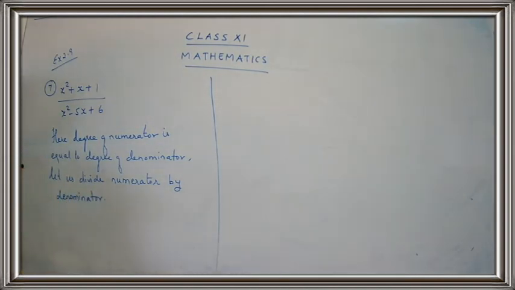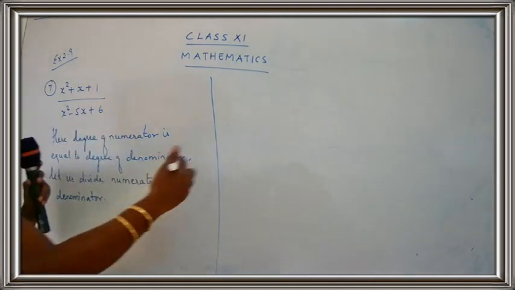Okay, so if you have such a condition, if the degree of numerator is equal to the degree of denominator, or if the degree of numerator is greater than the degree of denominator, in those cases also we have to follow the same condition. So write down the statement first. So now let us go with the division part.